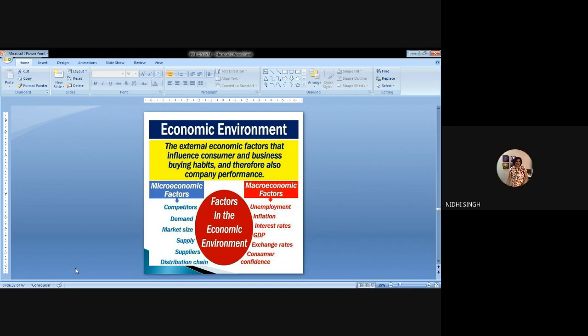So, microeconomic factors and macroeconomic factors. In the economic environment, the microeconomic factors are competitors, demand, market size, supply, suppliers, and distribution chain. You are all familiar with these terms. The macroeconomic factors are unemployment, inflation, interest rate, GDP, exchange rate, and consumer confidence.